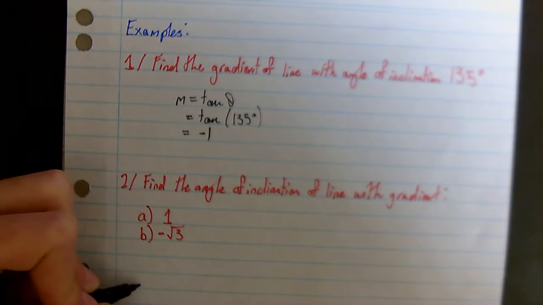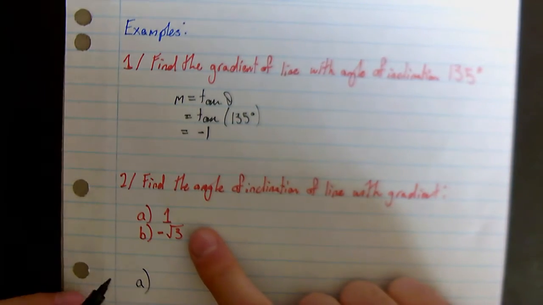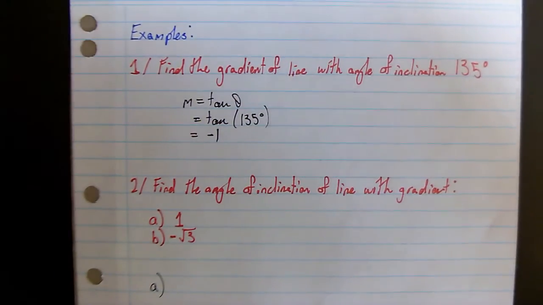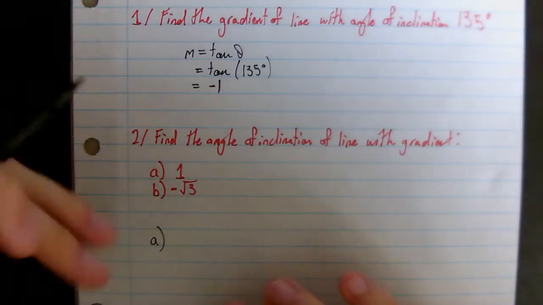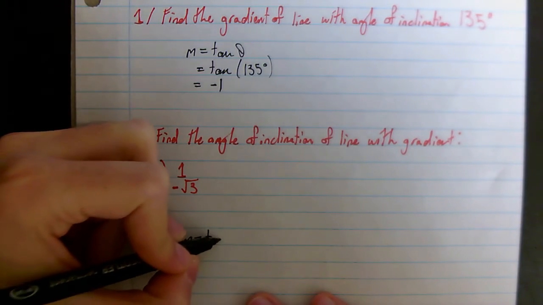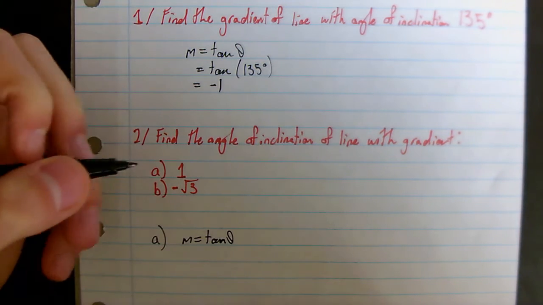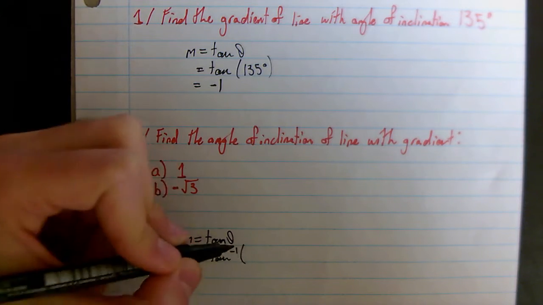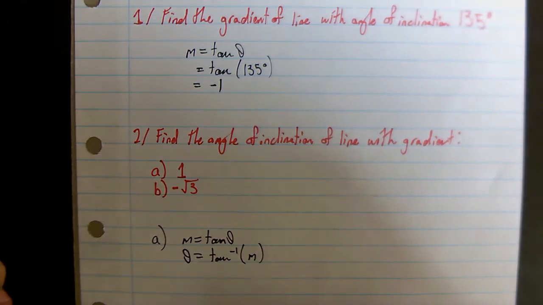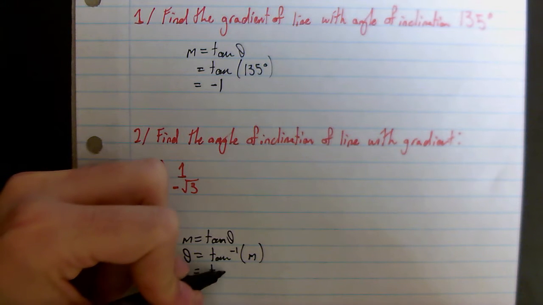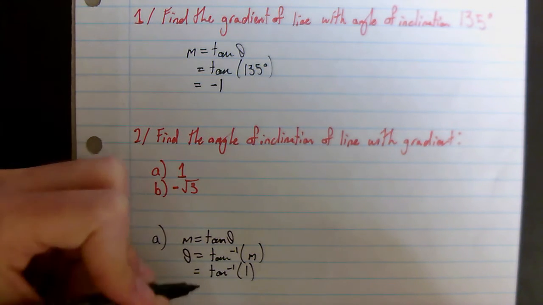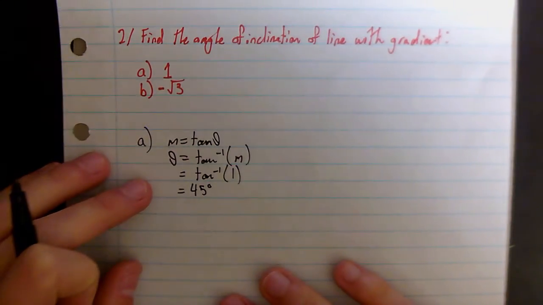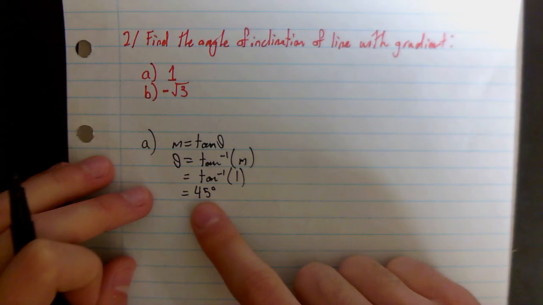Looking at part A, the line with gradient 1, we know m is equal to tan theta, and that implies that theta is inverse tan of the gradient. So for part A, theta is inverse tan of 1, and that gets us 45 degrees. The angle of inclination that this line makes with the positive direction of the x-axis is 45 degrees.